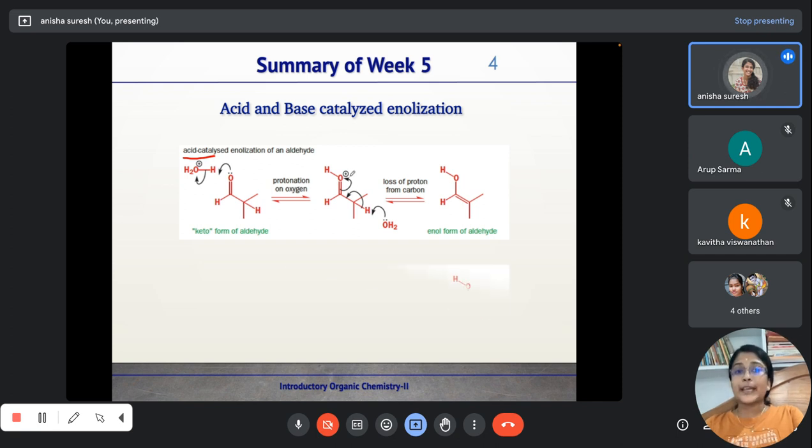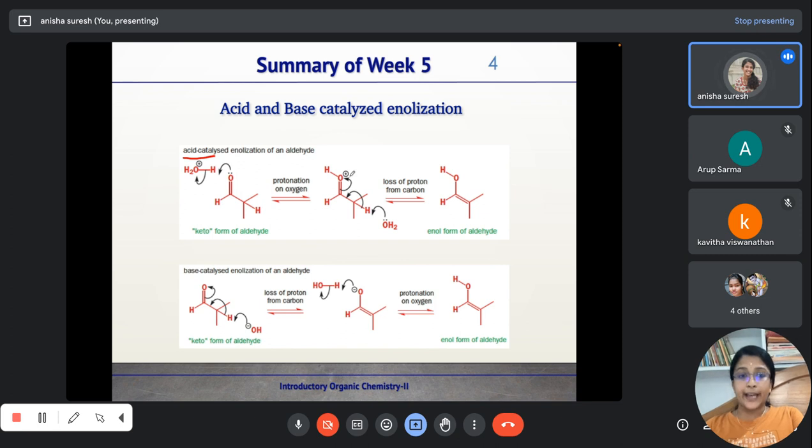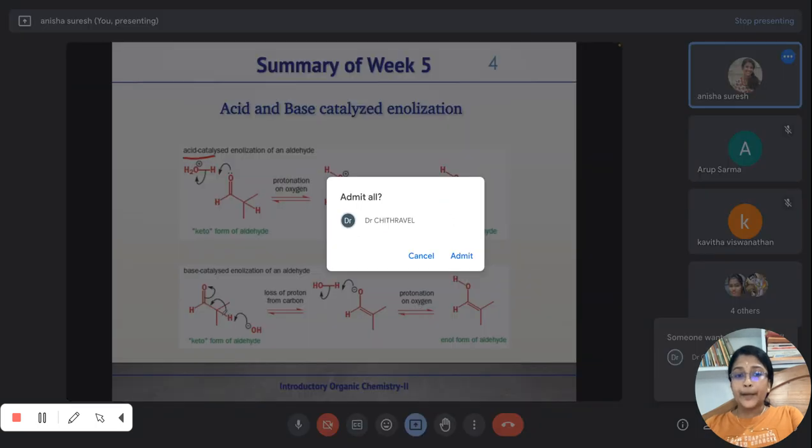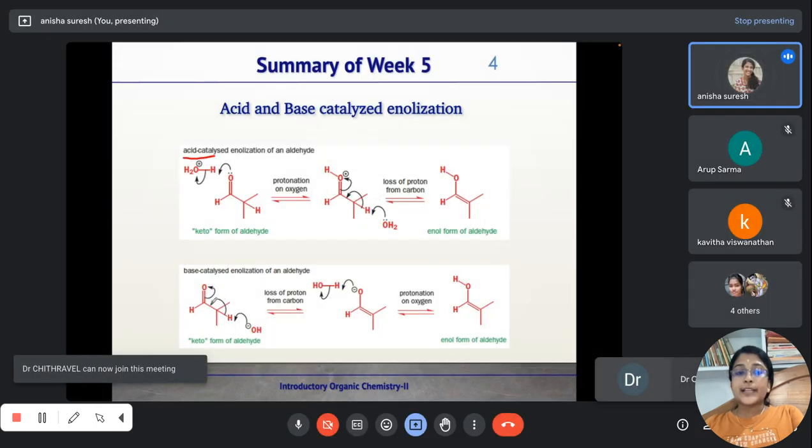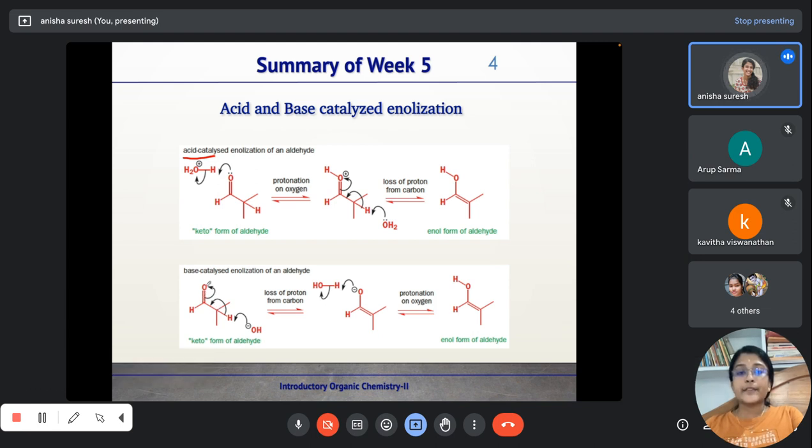Now if we see the base catalyzed enolization of an aldehyde, what happens first is OH minus, which is the base, will abstract the alpha proton. Alpha protons will be more acidic protons. So the base will be abstracting the alpha protons. This bond will break, and this electron density will be shifting here. Then this CO double bond will be breaking, and this electron density will shift towards this oxygen.